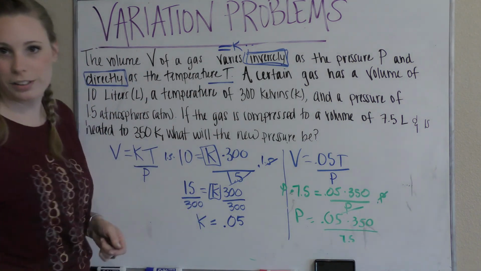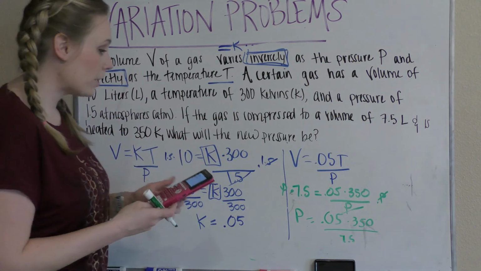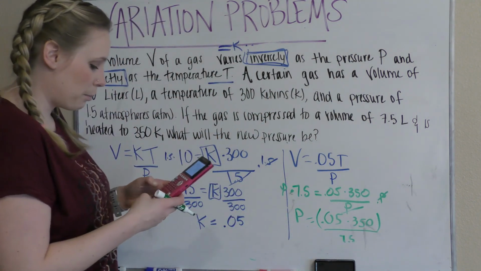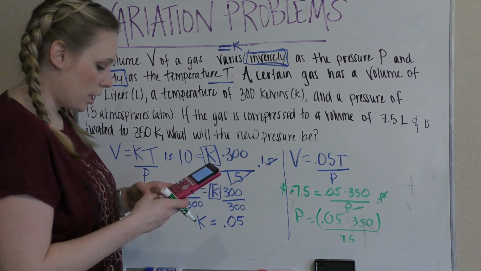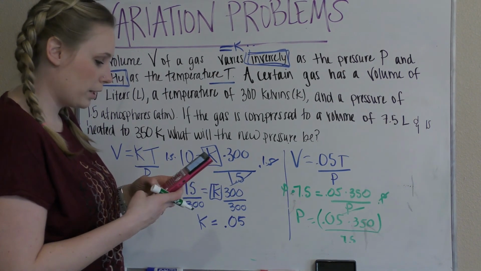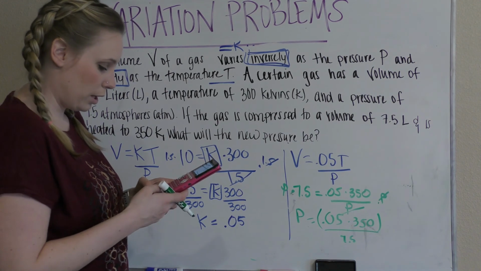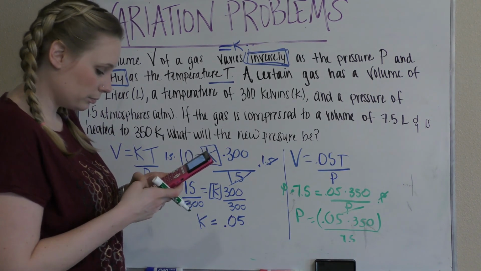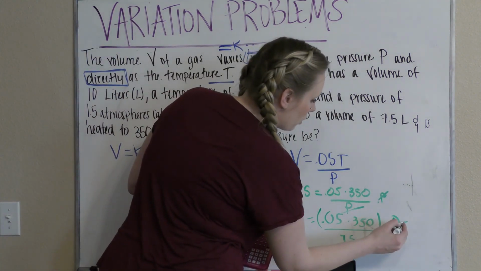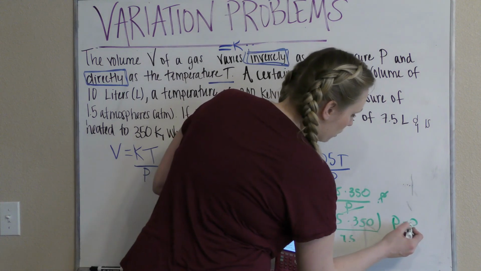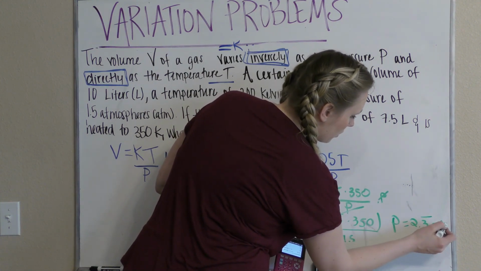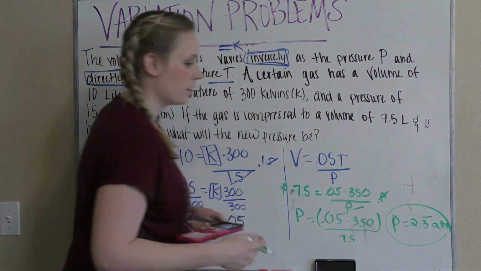I'm running out of room here. And I'll put that in my calculator. Make sure you put this in parentheses. If you don't, then wacky things will happen. So I'm going to put 0.05 times 350 divided by 7.5. Oh no, I put an extra parenthesis in there. It's okay, we all make mistakes. And we get that the pressure is 2.3 repeating atmospheres. Don't forget your units.